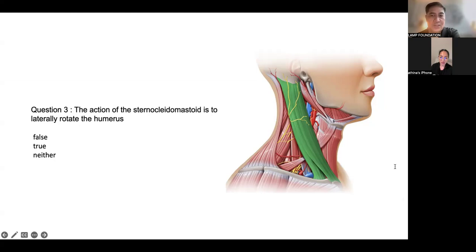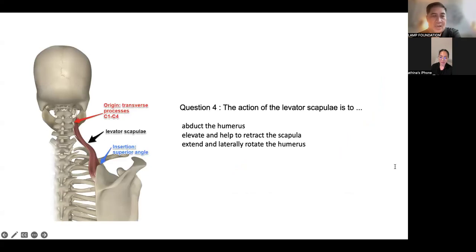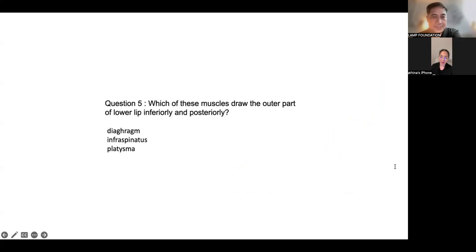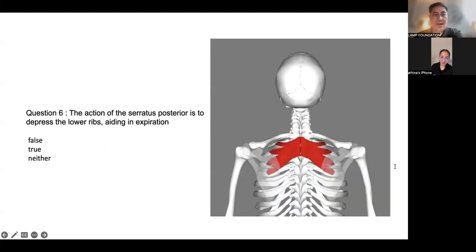Rotation of the head to the opposite side or obliquely rotate the head. It also flexes the neck. Action of the levator scapulae. It's to elevate and help to retract the scapula. Which of these muscles draw the outer part of lower lip inferiorly and posteriorly? That's the platysma. The action of the serratus posterior is to depress the lower ribs, aiding in expiration.